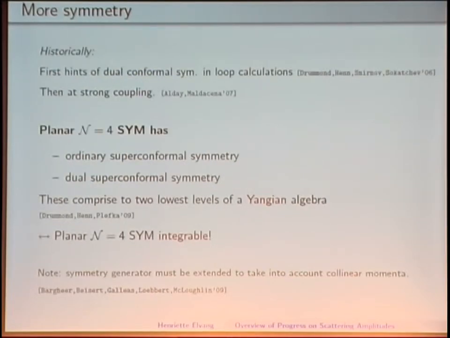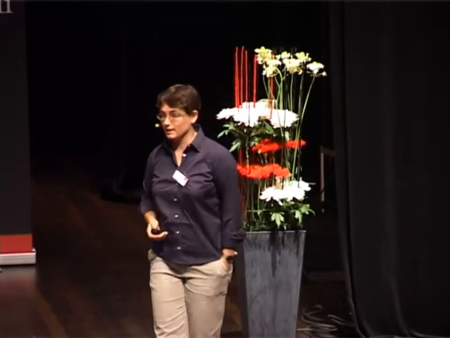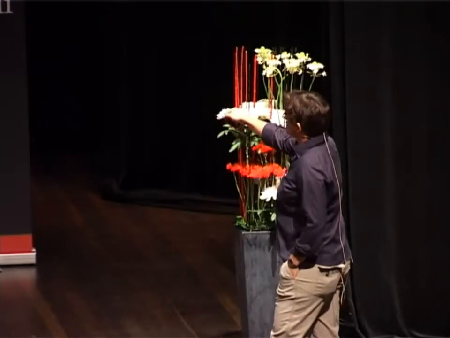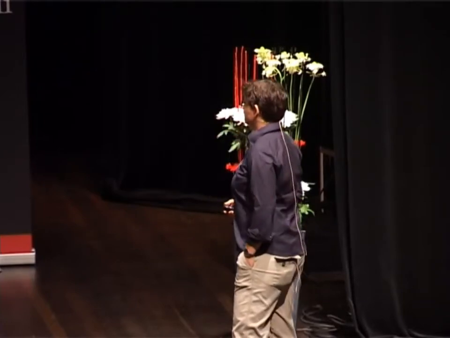Now, historically, this dual conformal symmetry first showed up, there were hints of it in the perturbative calculations at loop level, and then it was really observed in Alday and Maldacena's work at the strong coupling level. And now we've seen that it's also there at tree level in N=4 super Yang-Mills. So the planar theory of N=4 super Yang-Mills has the ordinary superconformal symmetry, it has the dual superconformal symmetry, and these together comprise the first two levels of a Yangian algebra. This, of course, is closely connected to the fact that the planar N=4 super Yang-Mills theory is integrable.